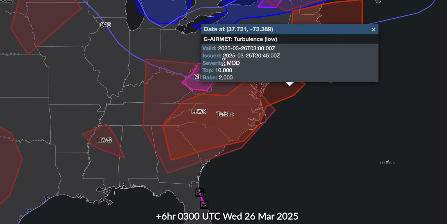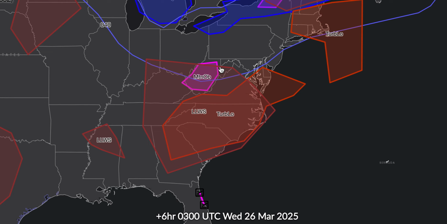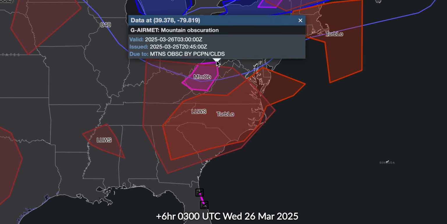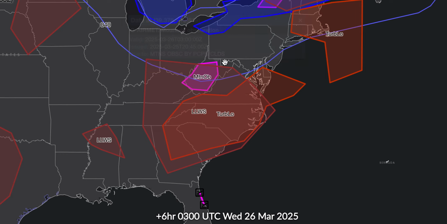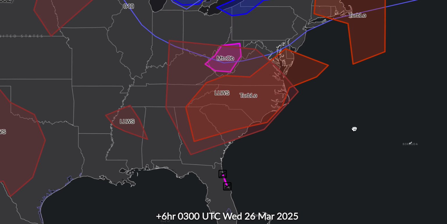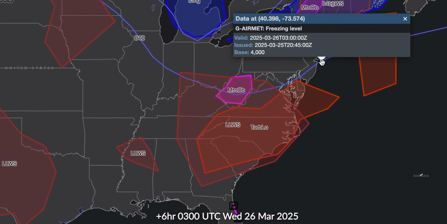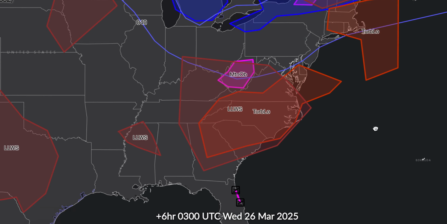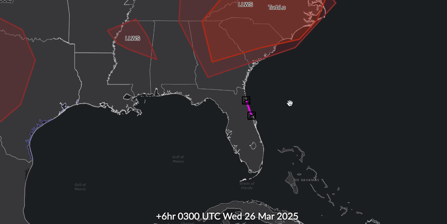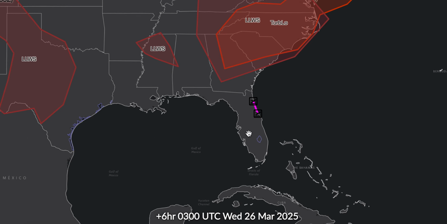Turbulence low, we've got moderate from 2,000 feet to 10,000 feet MSL. And mountain obscurations up north. Mountains obscured by precipitation and clouds. And up here we do have a freezing level base of 4,000 feet. But, of course, none of those look like they affect us with our flight plan here.